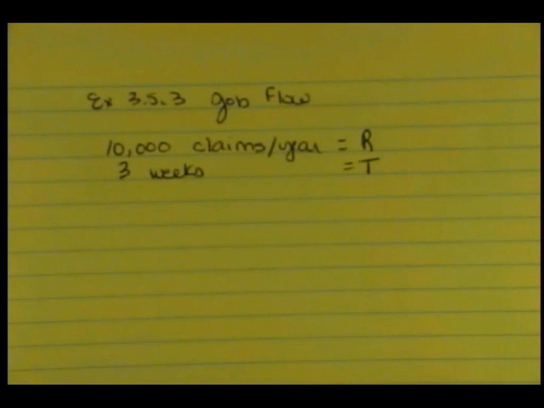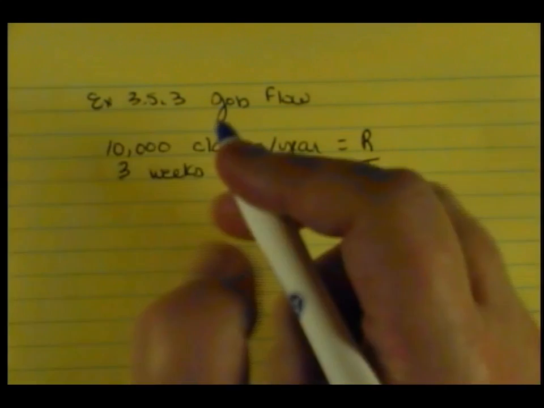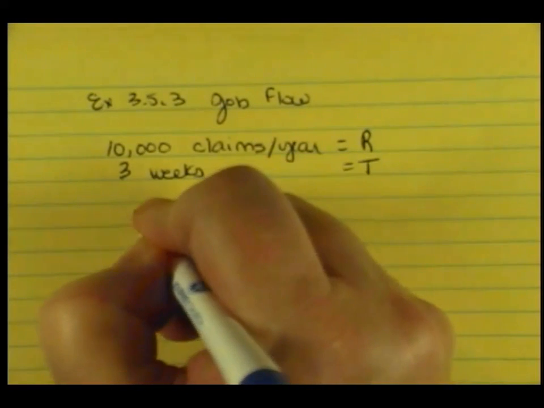We want to know how many claims are being processed at any given point. Assume that the office works 50 weeks per year. The process is a branch of the insurance company and the flow unit is a claim. We know, therefore, that the throughput, okay, so we said that they work 50 weeks per year.